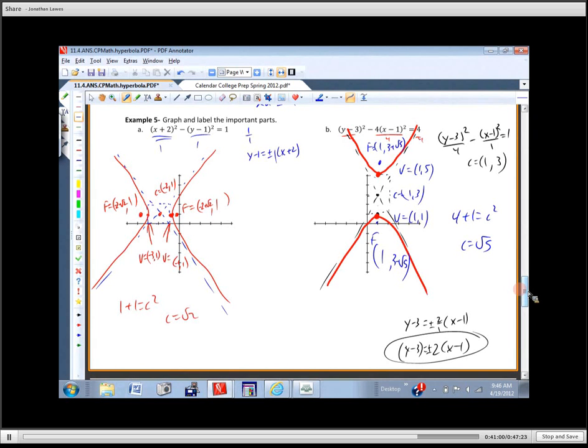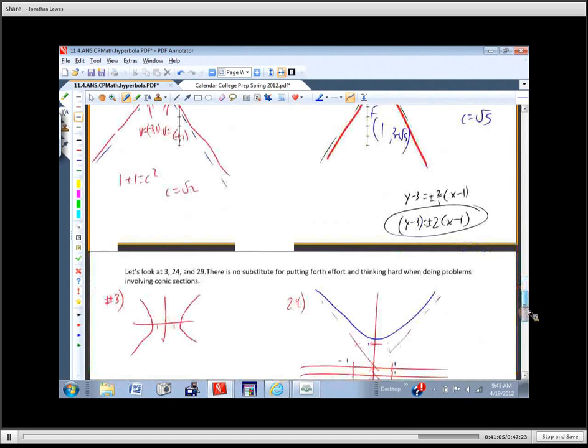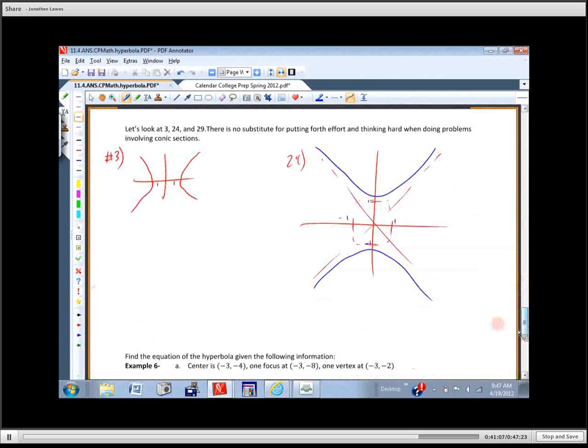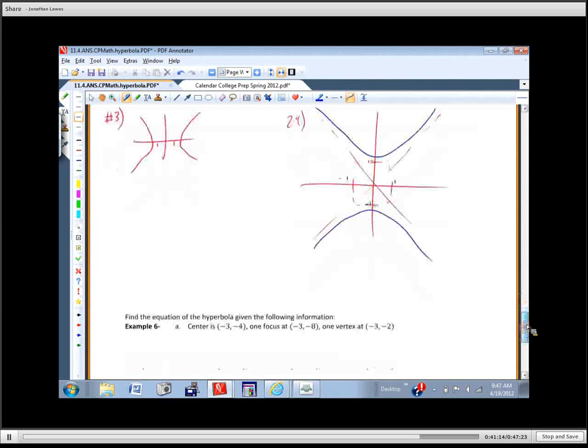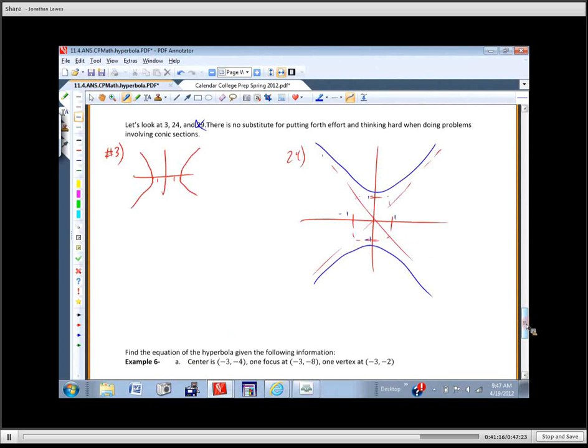Okay, real quick, we'll probably go over by just a couple minutes, but I'll let you out early tomorrow. I've got 3 written down here, 24 is right here, and I actually have 29 right there. Okay, so I want to make sure we can do this. Look in your book.